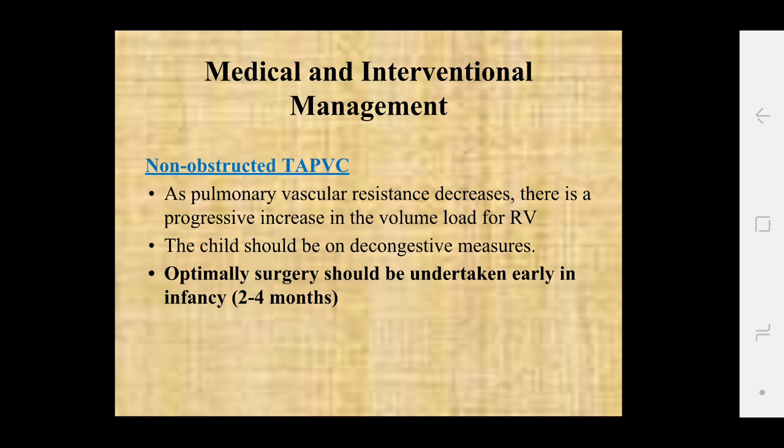And usually the optimum time for surgery is in early infancy, the first few months, the second, third, or even fourth month, before development of severe pulmonary hypertension.